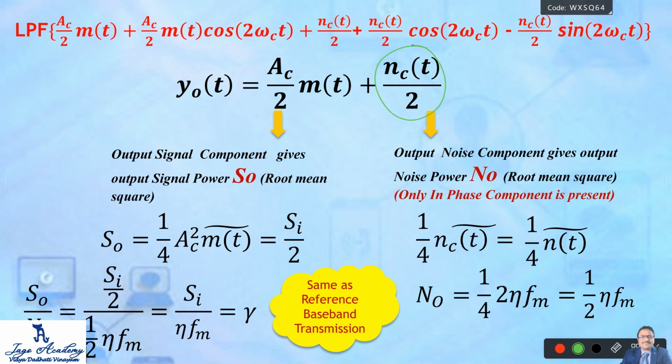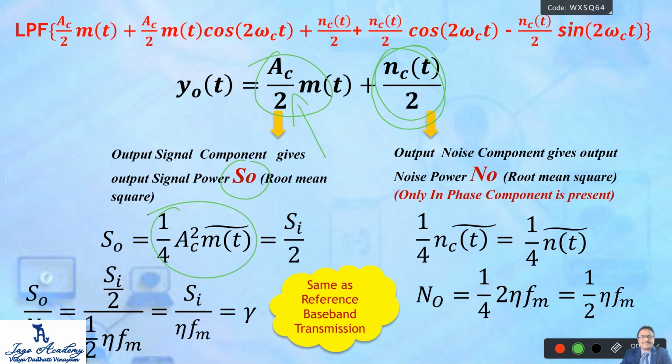Now, in this, tell me which is the signal component and which is the noise component. Definitely, this is going to be the signal component. You can calculate S naught from here, right? Root mean square value. So S naught is a root mean square value. You get this. You get this. Now, can you compare it with Si? It is Si by 2, right? Less than the passband.